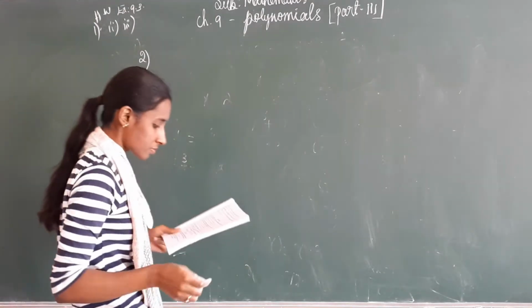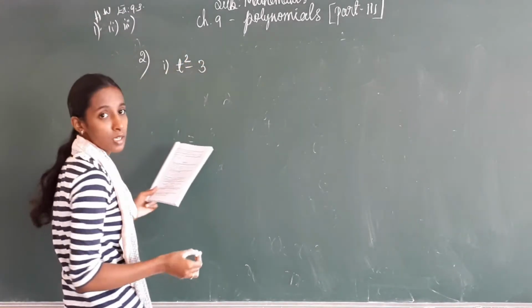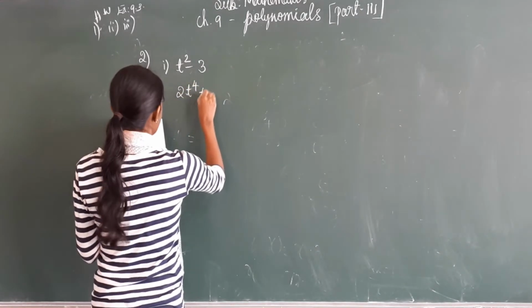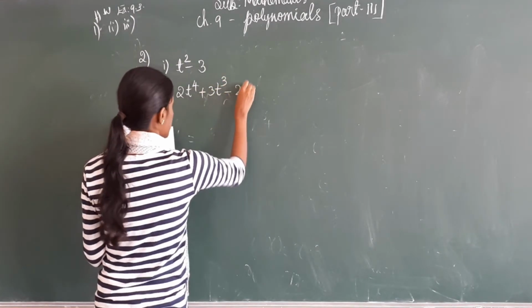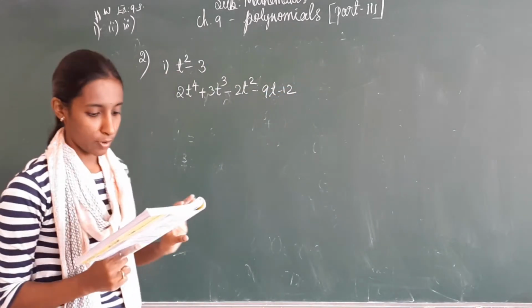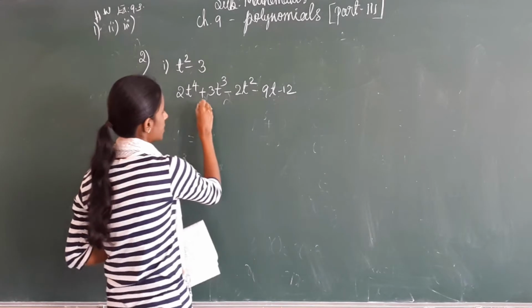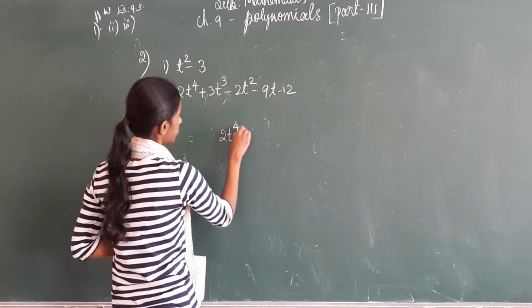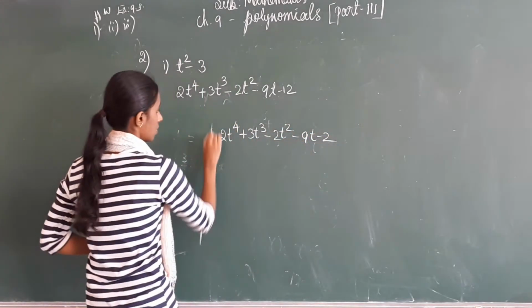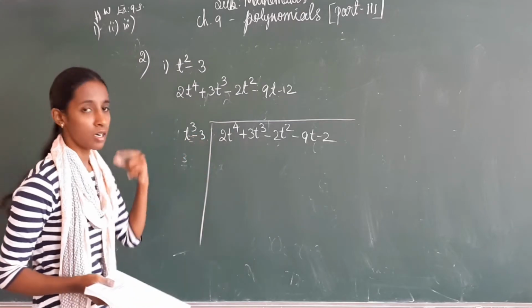If you observe, which is the first polynomial? t square minus 3 is the first polynomial. And which is the second polynomial? 2t power 4 plus 3t cube minus 2t square minus 9t minus 12. So this is the first polynomial and this is the second polynomial. What you have to do is divide the second polynomial by the first polynomial.